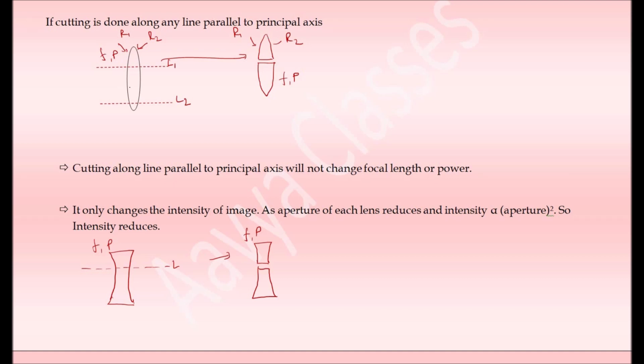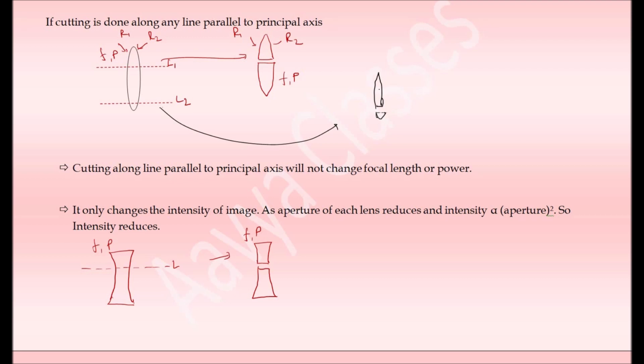So if you see here that if I cut this lens along this line L1, then we get this figure, and in this case the focal length again will be f and power P. However, the intensity of image formed by each lens will be as per the size of their aperture. And if I cut the lens along this line L2, then we get basically two small lenses. One is this and the other one is a big one.